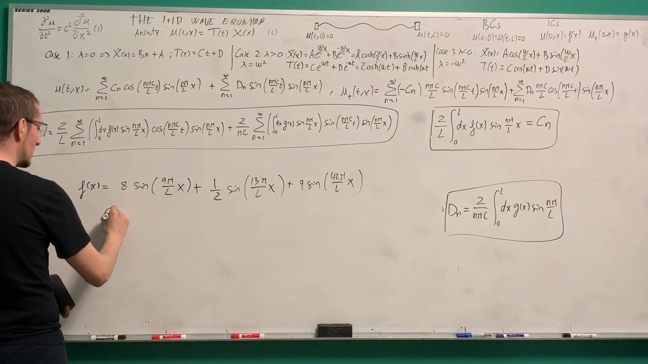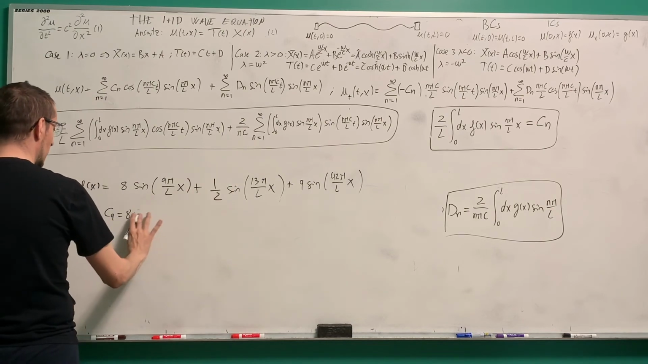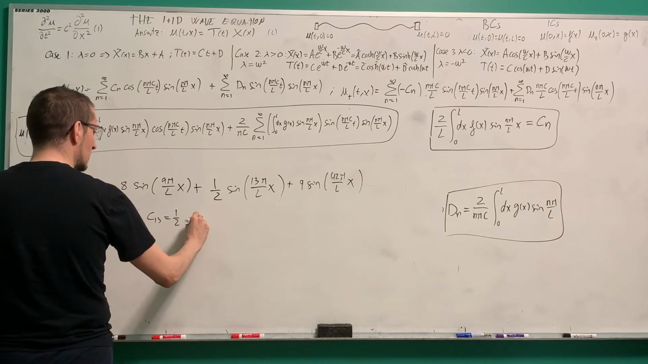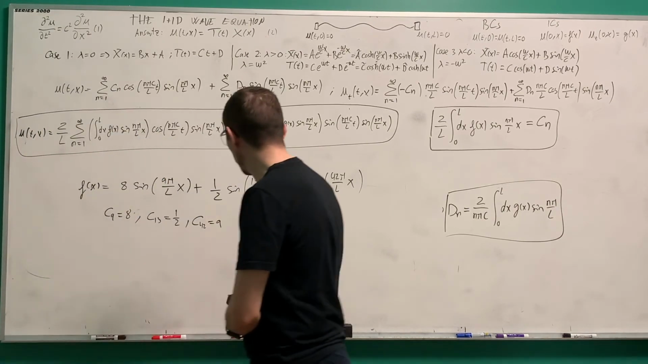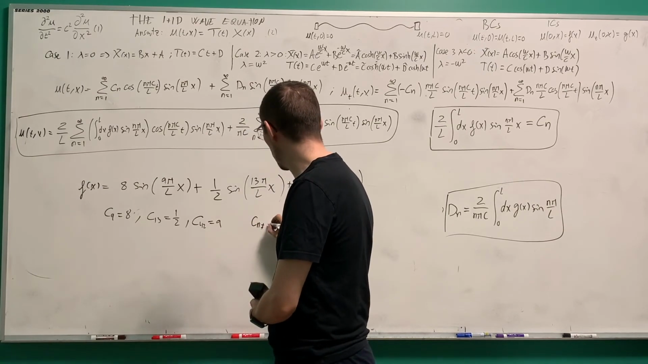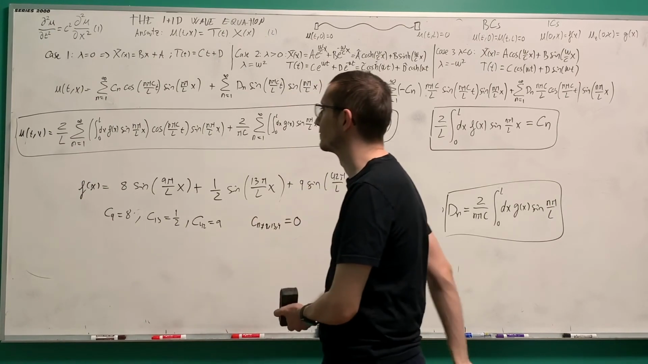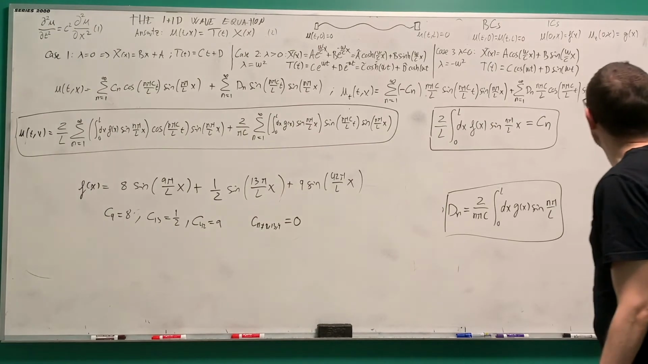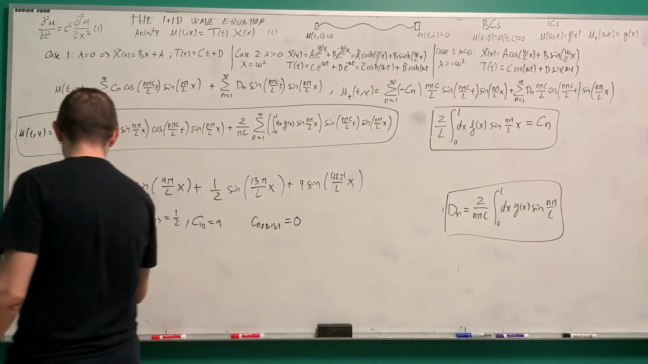So we know then that the cn's are: c9 is 8, c13 is 1 over 2, c42 is 9, and then all the others, cn different from 9, 13, or 42, they're all 0. Alright, so we only have 3 summands in here. I could have given you something for the g of x as well.